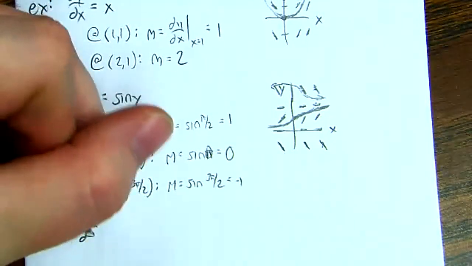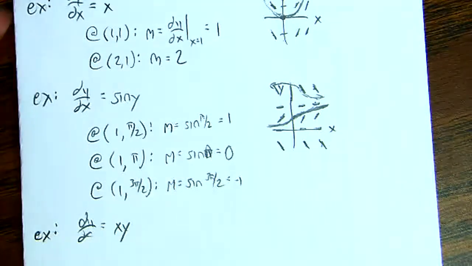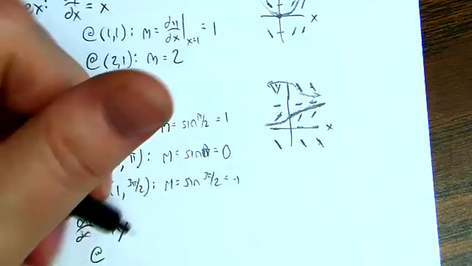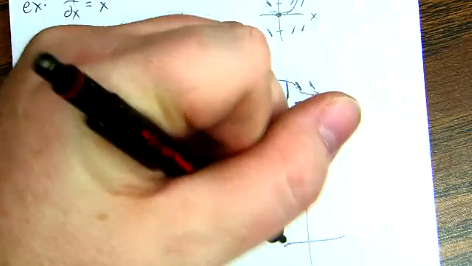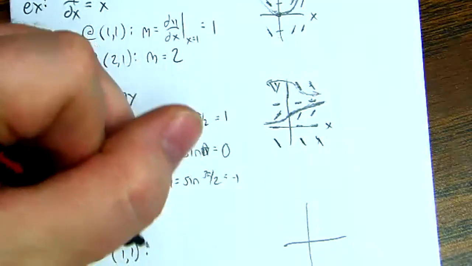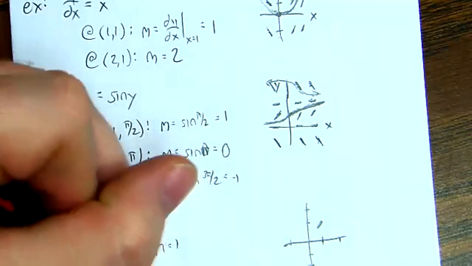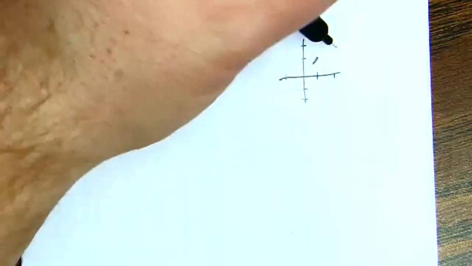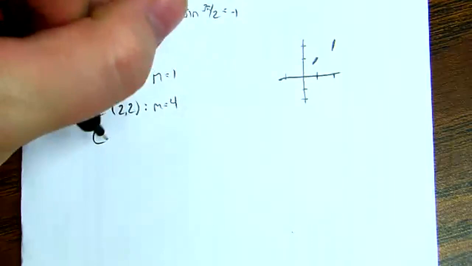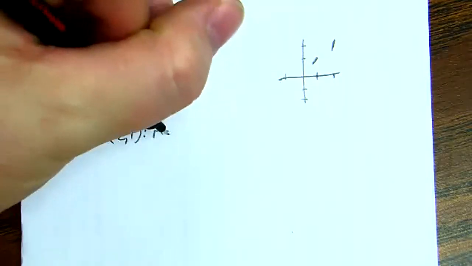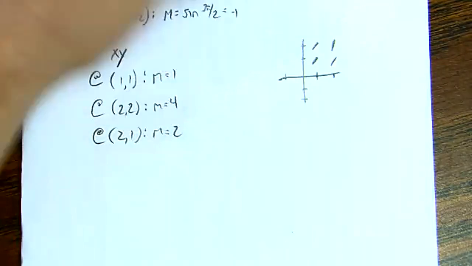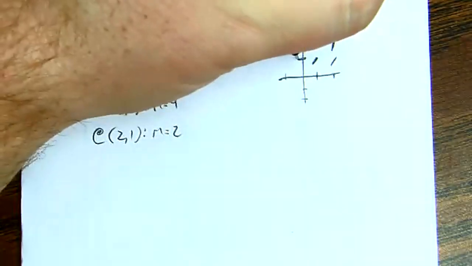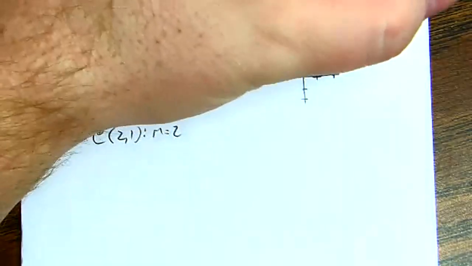We could have dy dx is equal to xy. In this case, our slope is always equal to the product of x and y. So if I have the point 1, 1, I have a slope of 1. At 2, 2, we have a slope of 4. At 2, 1, we have a slope of 2. Any x value of 0 or a y value of 0 is going to have a slope of 0.